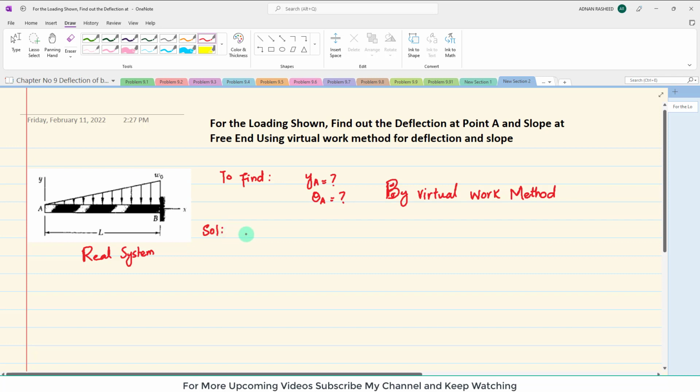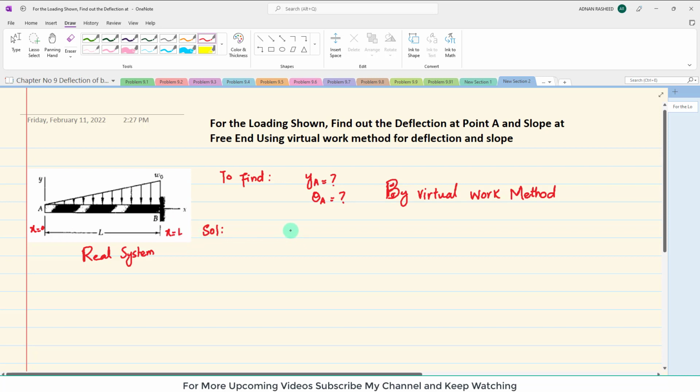So basically, if you see, this beam is a beam of length L acted upon by uniformly increasing load W0. Clear? So you can see there is only load W0 acting on this beam, and there is no other load acting on this beam. So we will take the beam of length L having limits x is equal to 0 and x is equal to L.